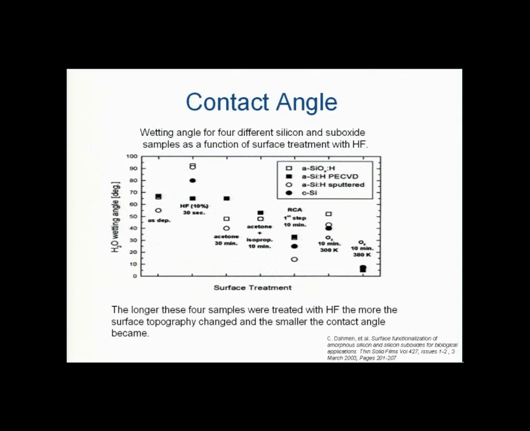Here we see some information from that study. The wetting angle for 4 different silicon and suboxide samples was measured as a function of surface treatment with HF. Turns out that the longer the 4 samples were treated with HF, the more the surface topography changed and the smaller the contact angle became. So as the treatment with HF increased, the contact angle decreased, meaning there was a closer interaction between the droplet and the substrate below.